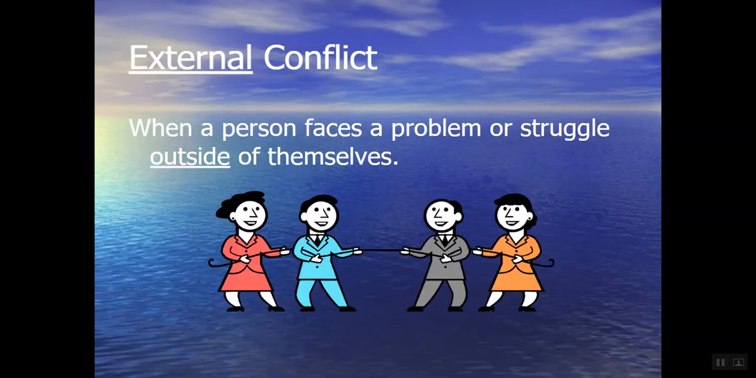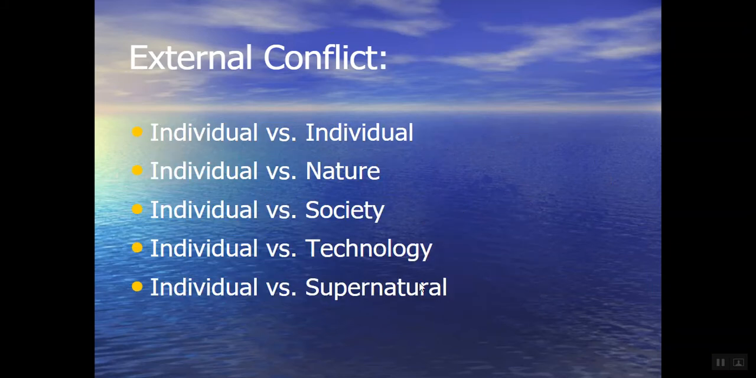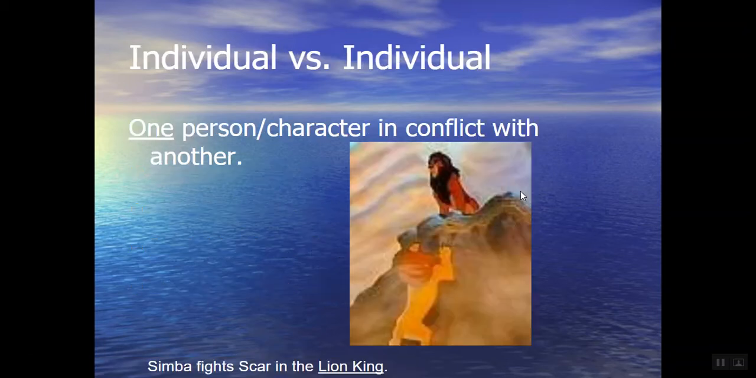Okay, so let's talk about external conflicts. This is when a person faces a problem or struggle outside of themselves. These are the different kinds. This is not in order of how the slides are going to go, by the way. So individual versus individual, individual versus nature, individual versus society, individual versus technology, which is what Fairfax County Public Schools is going through right now, battling Blackboard, and individual versus supernatural.